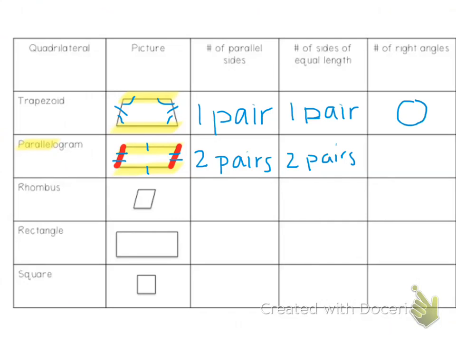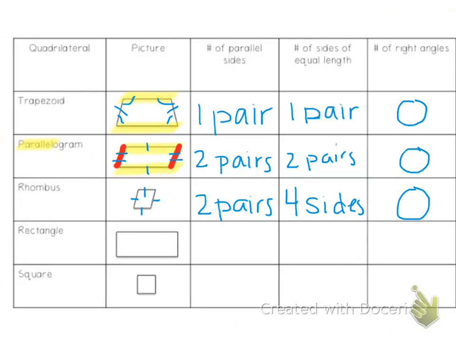And this parallelogram has 0 right angles. But again, it's going to depend on what the picture looks like. The main thing about a parallelogram is that it has to have 2 pairs of parallel sides. A rhombus also has to have 2 pairs of parallel sides. But what makes a rhombus special is it has to have 4 equal sides. So it's like a square in that all the sides are equal. But a rhombus does not have to have any right angles. So in this picture we have 0 right angles.